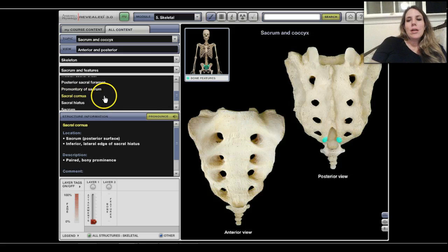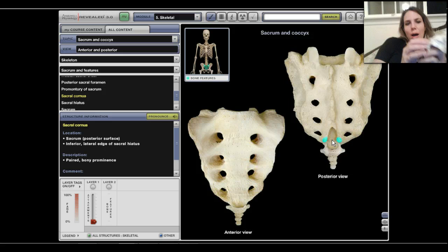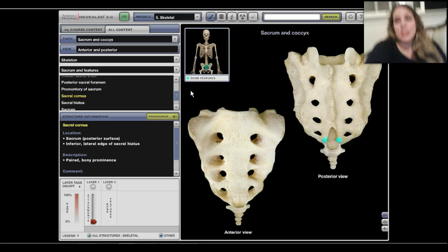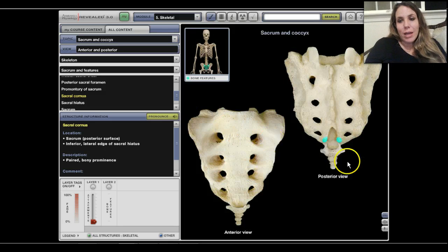Okay, now at the very bottom here, you're left with two little things. Those are little horns, and so they're called sacral cornua, because cornua means horns. So they're like the little horns of the sacrum, and they come right at the horns of the coccyx.